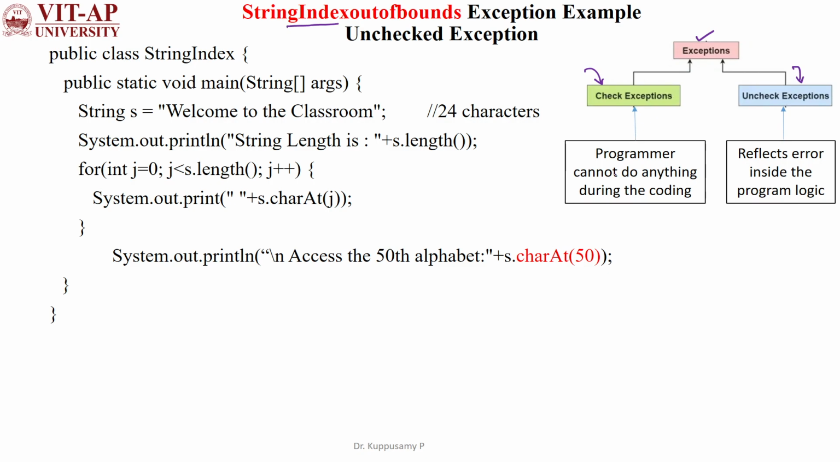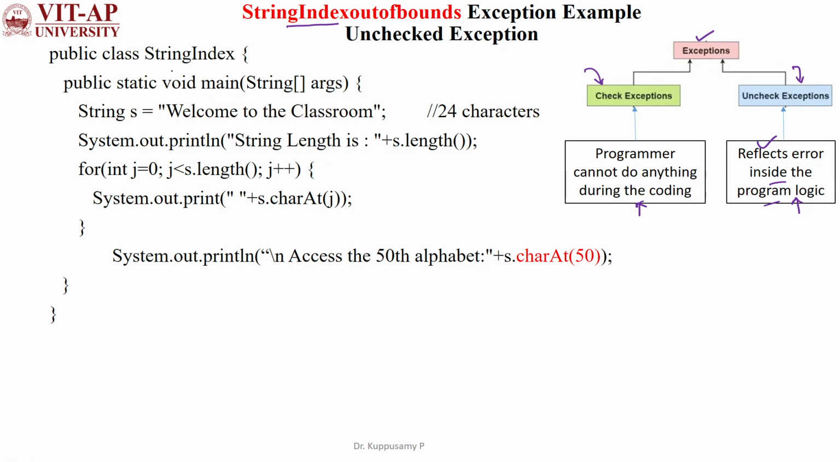A checked exception is one where the programmer cannot do anything during the writing of code, right? An unchecked exception is one which reflects errors inside the programming logic. If the logic has any errors, then it can be handled by using the exception handling approach. Here the programmer can handle exceptions by using exception handling approaches.